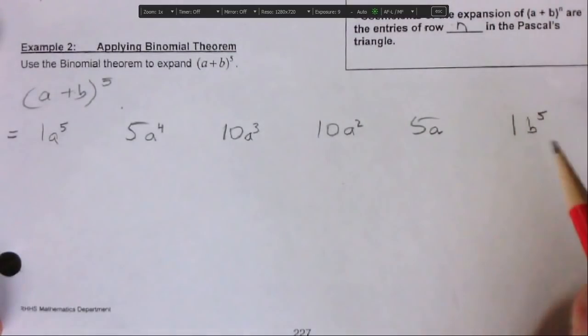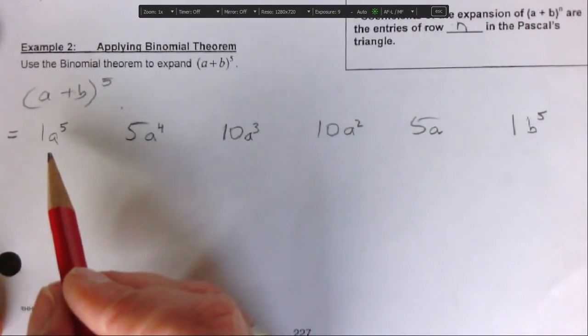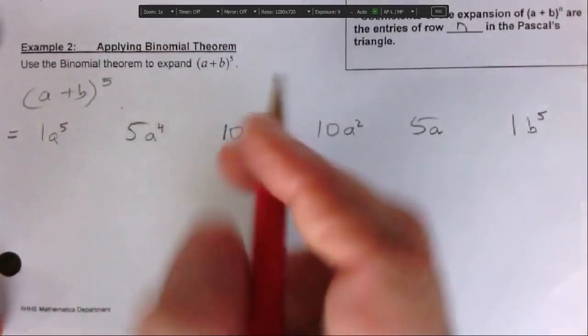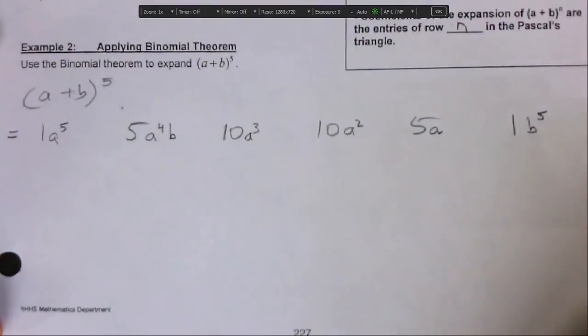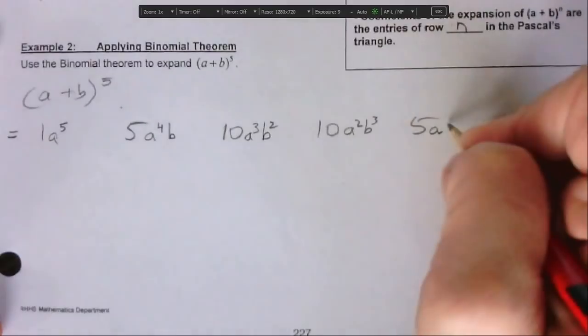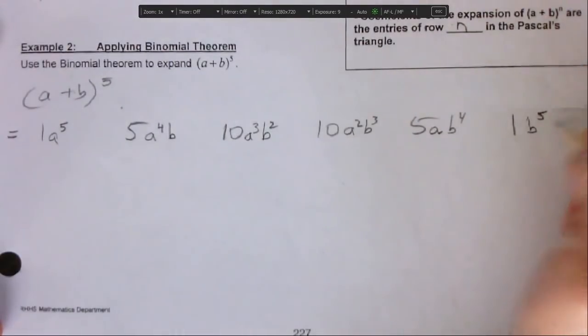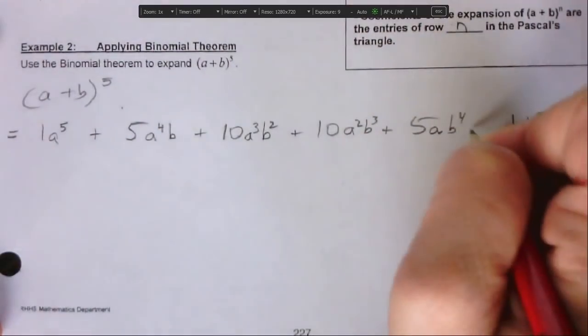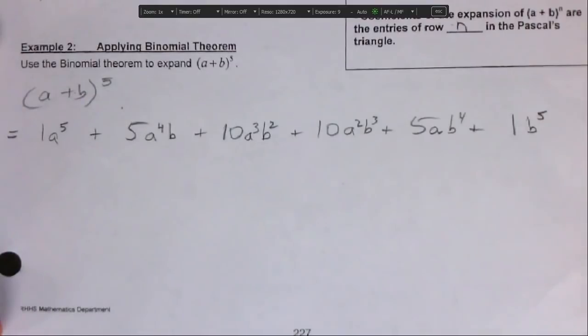And so the way to end up with b to the 5 is the first term has no b's, that's b to the 0. The second one is b to the 1, b to the 2, b to the 3, b to the 4, and there's our b to the 5. All of these terms are added together. And so in one step, I've done this expansion without multiplying anything.